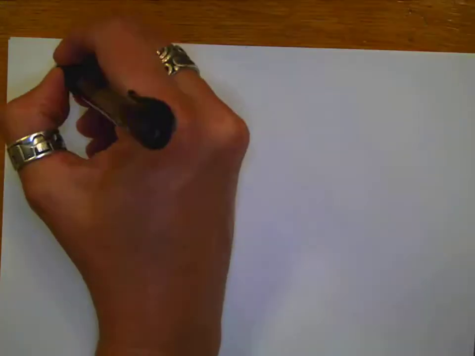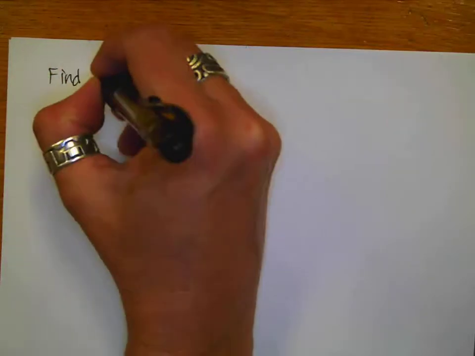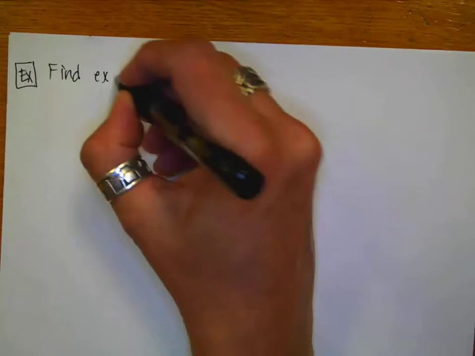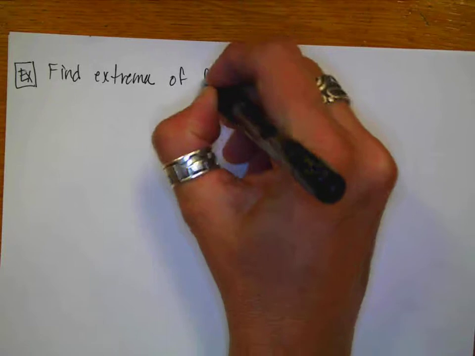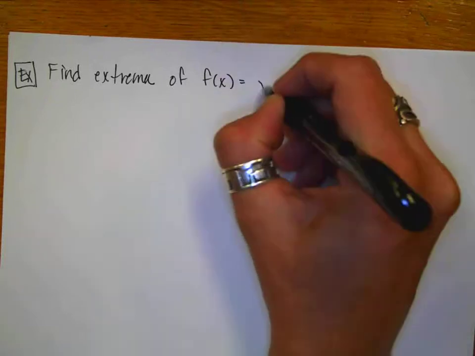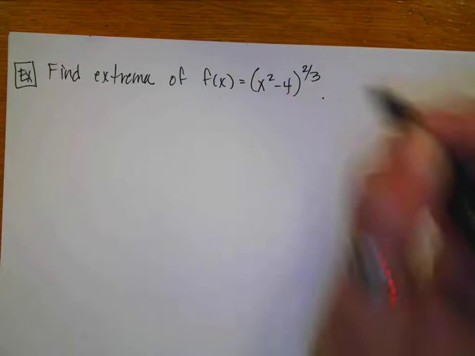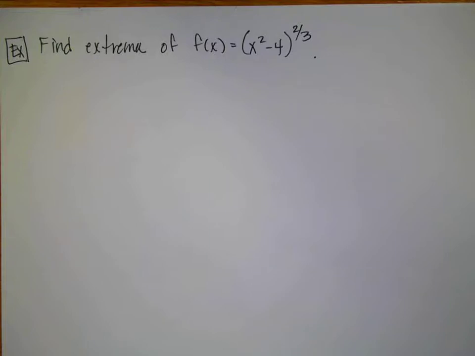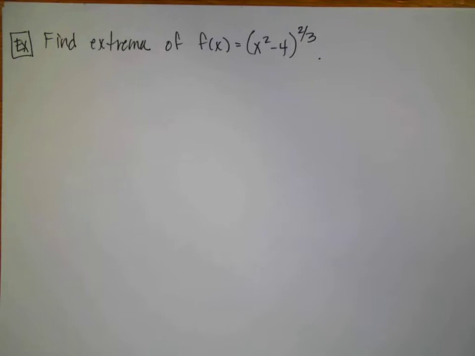All righty, so as we said, I tend to use a mix of the two methods. So we're going to find, in our first example, sorry, I forgot the example part, find the extrema of f of x equals (x squared minus 4) to the 2/3. And we're going to do this without a calculator so we can go back and remember how useful this process is, and then in the end you can put it in your calculator and look at it.